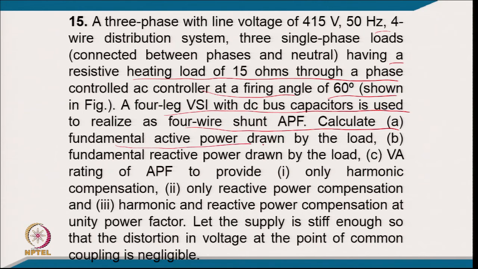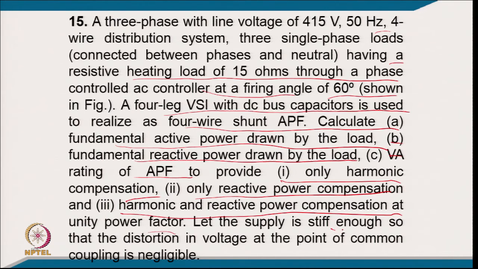Calculate A, the fundamental active power drawn by the load, B, the fundamental reactive power drawn by the load, and C, the VA rating of the active power filter: first to provide only harmonic compensation, second only reactive power compensation, and third harmonics and reactive power compensation at unity power factor. Let the supply be stiff enough so that the distortion in the voltage at the point of common coupling is negligible.